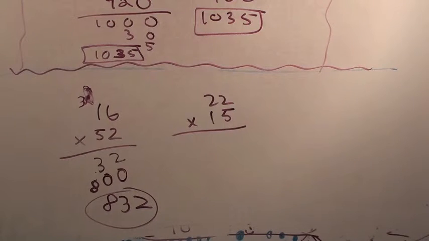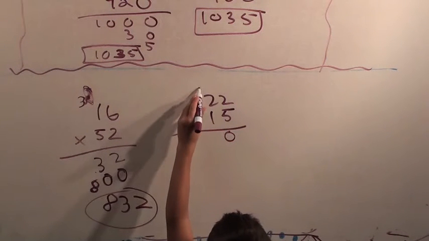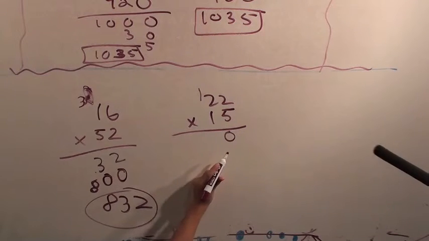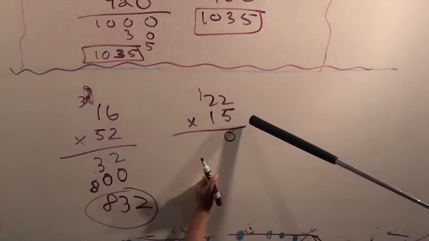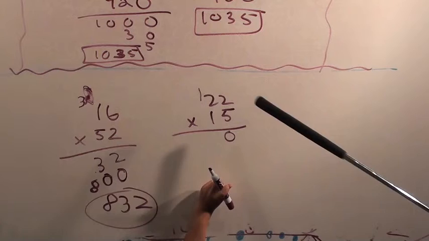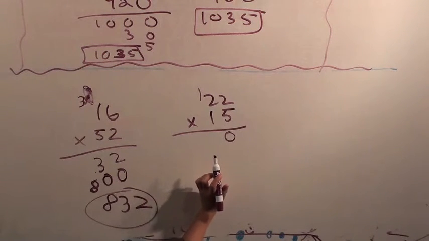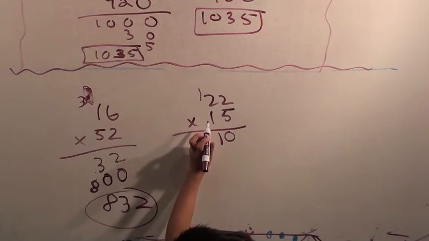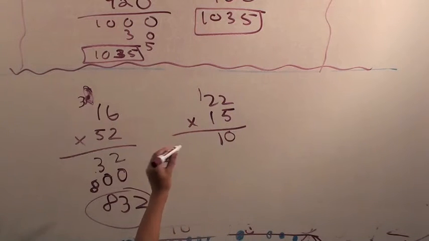22 times 15. Well, 5 times 2 is 10. So we write a 0, carry the 1. Okay. What do you do next? Then we do 5 times 2, plus 1, which is 11. Okay, so what do you write? We write a 1 here. Okay. And we carry the 1. Carry the 1 to nowhere.